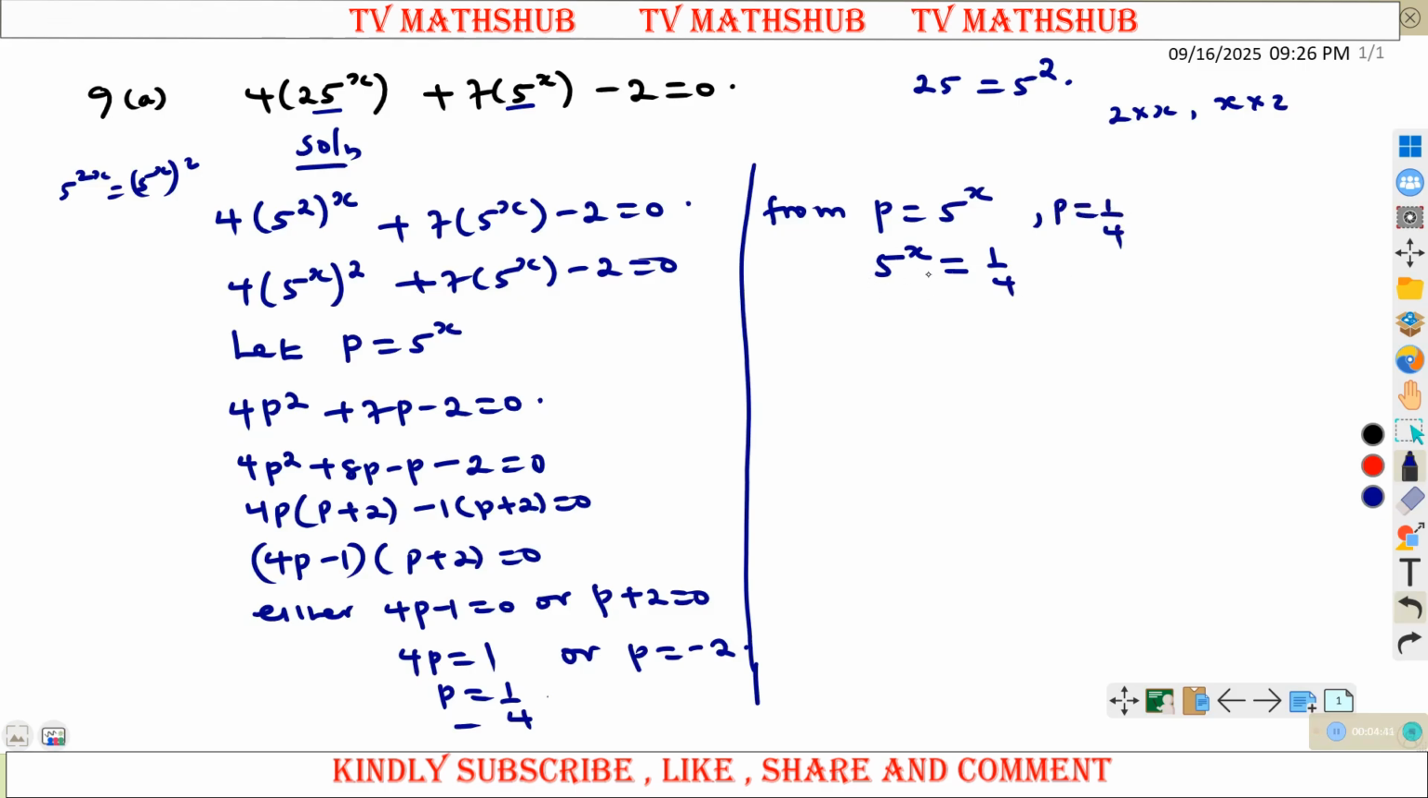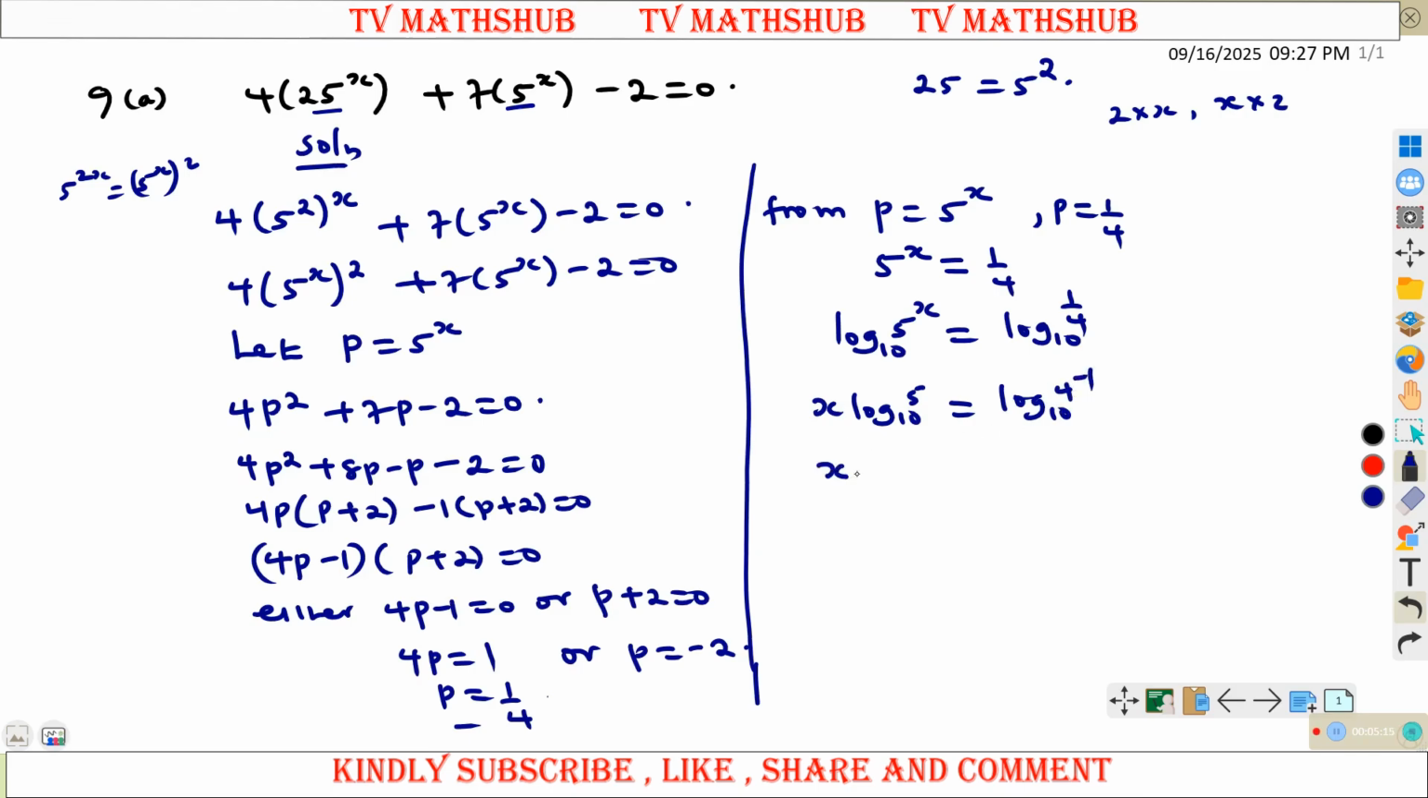From here, we are interested in getting the value for x. Since we are interested in the value of x, we shall introduce logarithms on both sides. So this will be log 10 of 5 to the power x is equal to log 10 of 1 over 4. So we can have this as x log 10 of 5, which is equal to, I can easily write this as, log 10 of 4 to the power negative 1.